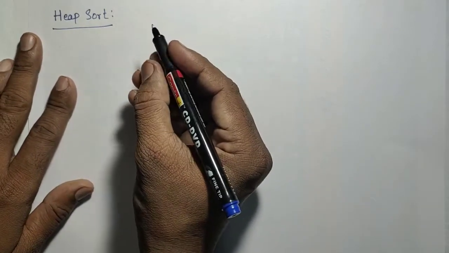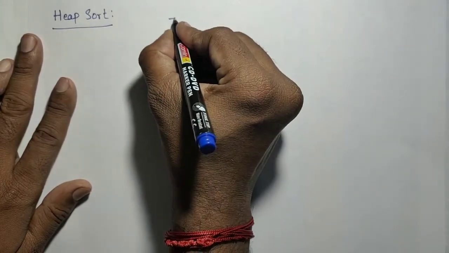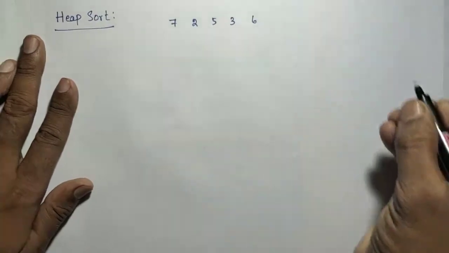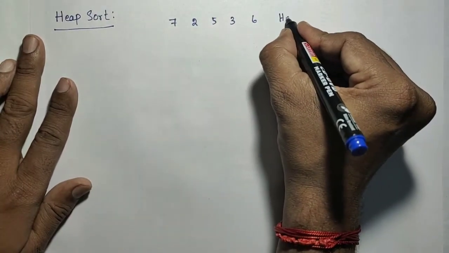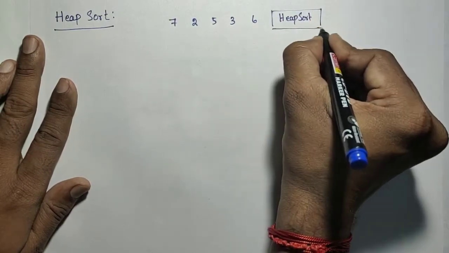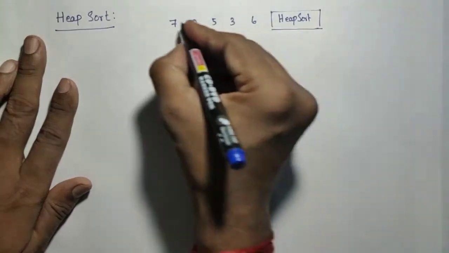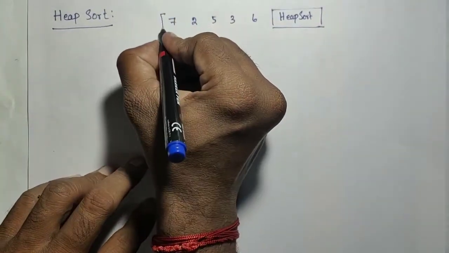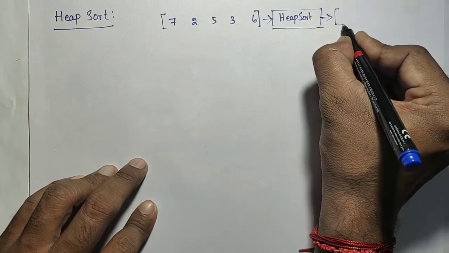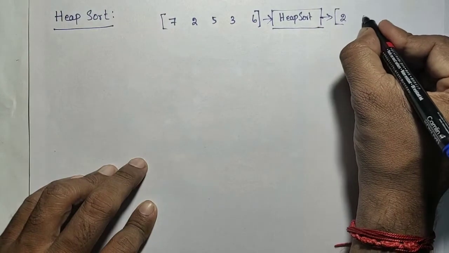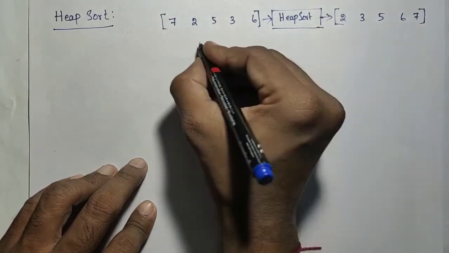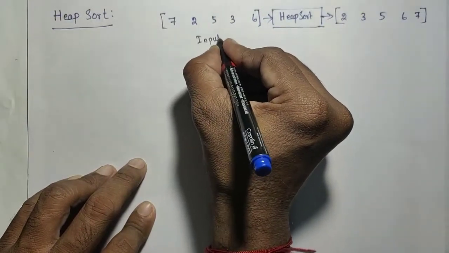The result is what? The sorted elements. For example, 7, 2, 5, 3, 6, with indices 0, 1, 2, 3, 4. If this is the input for our heap sort algorithm, the output will be the same array with the sorted elements 2, 3, 5, 6 and 7. So that is input and output.